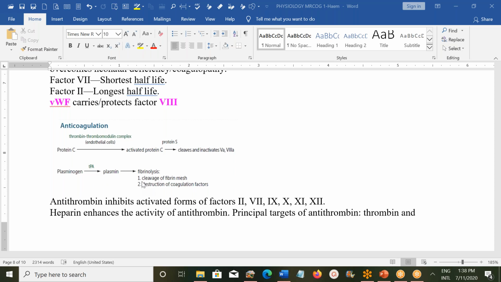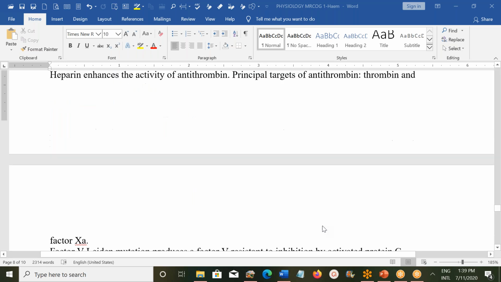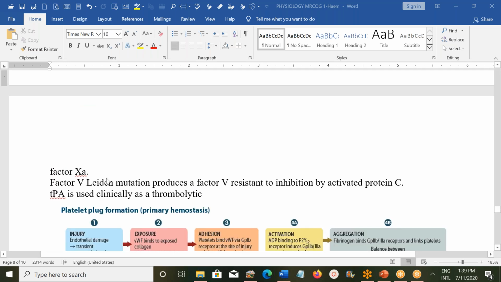So it will do what it will do. It will cause cleavage of the fibrin mesh, and then it will cause destruction of the coagulation factor. And this is the normal anticoagulation in the human body. So antithrombin is going to inhibit activated forms of factor 2, 7, 9, 10, 11, and 12. Heparin is going to enhance the activity of antithrombin. So the principal targets of antithrombin are thrombin and factor 10.